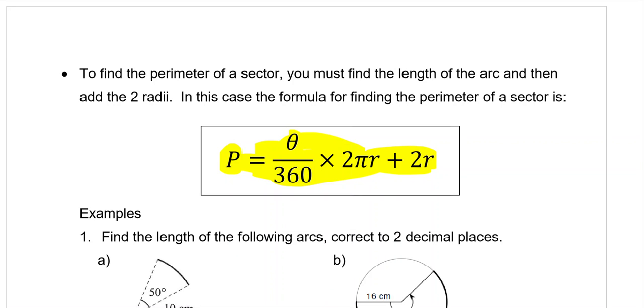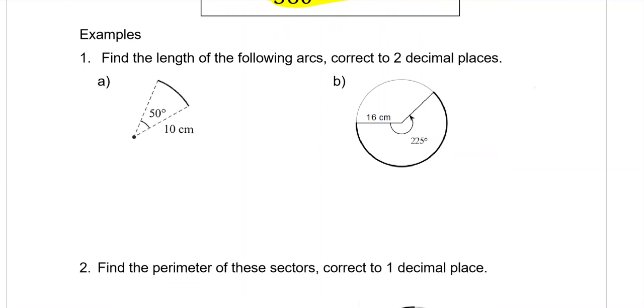So there's two types of questions that you're going to see in the exercise that you're doing today. Some of them will say find the length of the arc, and some of them will say find the perimeter. And we have that plus 2r on there if we want to do the perimeter. So question number one says find the length of the arc. So we're using the first formulas.